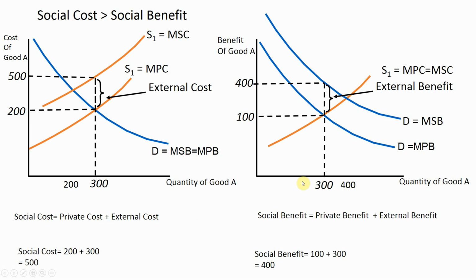Now we go over here to the benefit side. The private benefit at the quantity of 300 units is 100, plus the external benefit, which is the area in between here. So that is 300. So the social benefit equals 400 and the social cost equals 500. So social cost is greater than social benefit. That means it's a negative externality. That's how we compare it again.